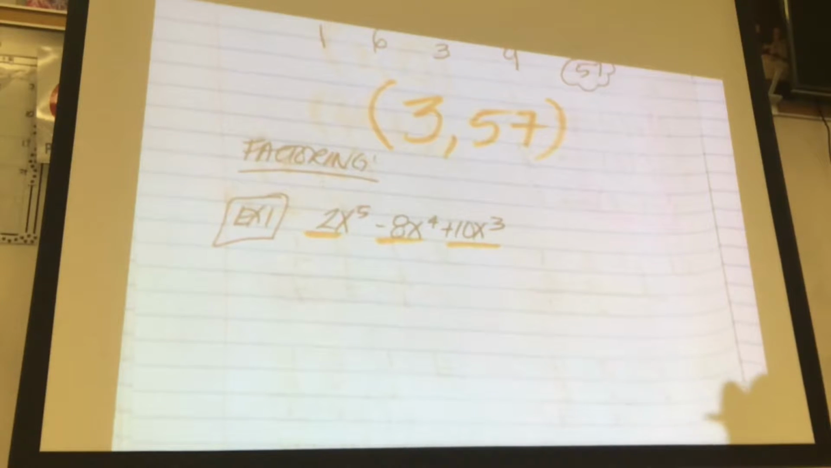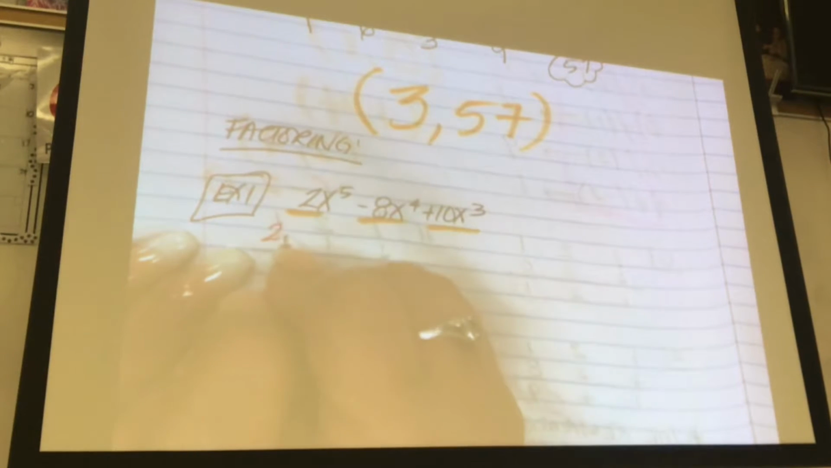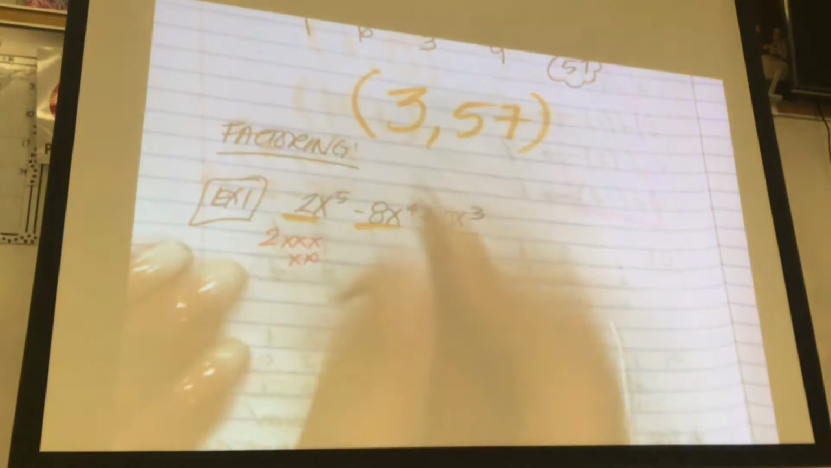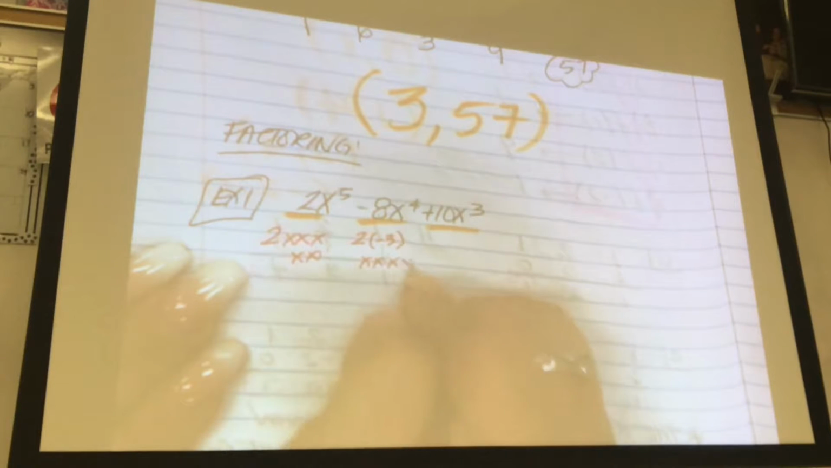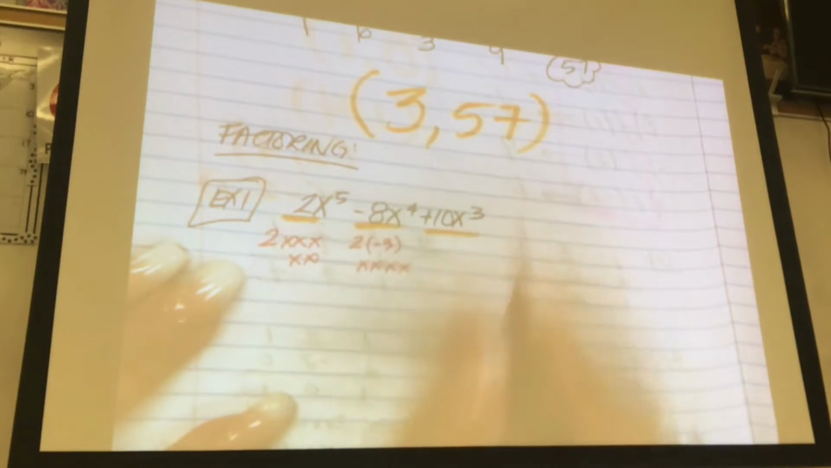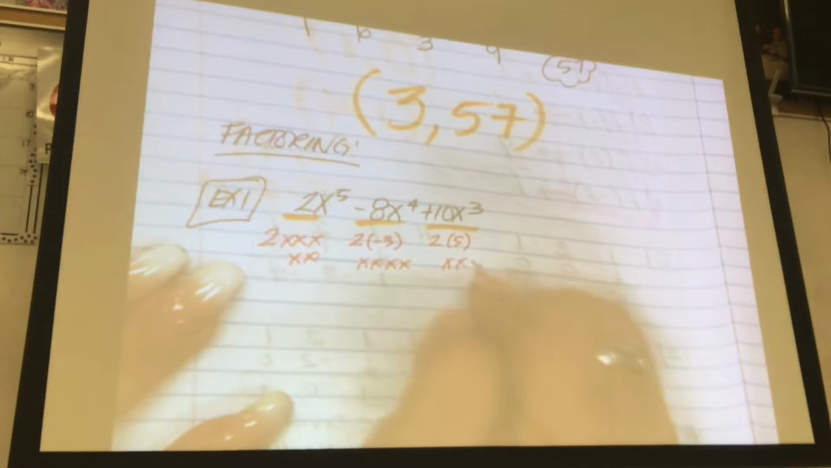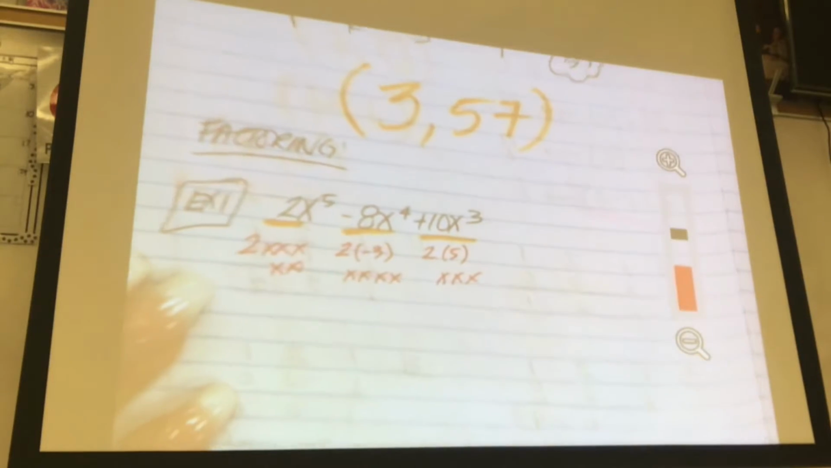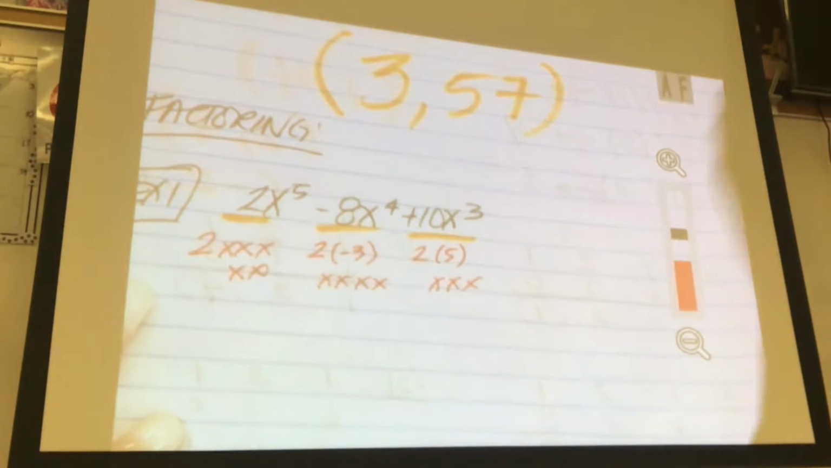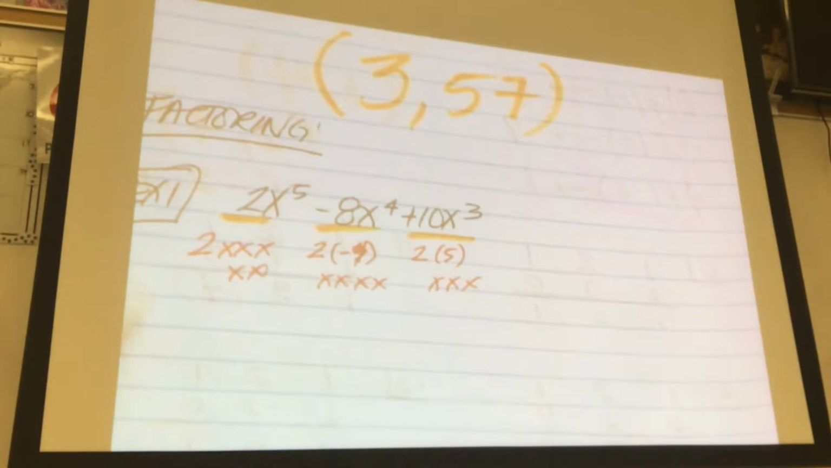that they each have. So basically this guy has a 2 and it has 5 x's. That's what that means. This guy has a 2, a negative 4, and then it has 4 x's. This guy has a 2 and a 5 and it has 3 x's. That's what that means, you guys. I noticed last week when I was helping that some of you guys were still not grasping this point.